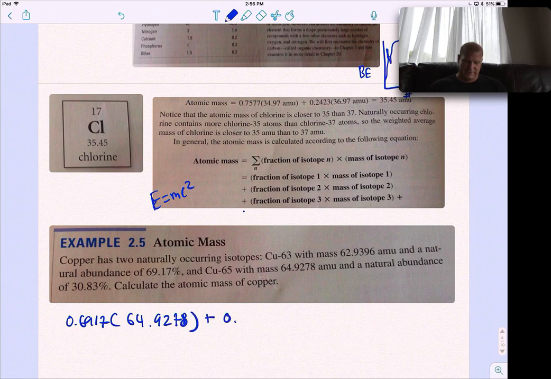plus the fraction 31%. Oh wait, I have too many decimal points. I was just copying too earnestly with a mass of, oh, I got this wrong. Sorry. This one should go here. Like so. And then let me pause this.